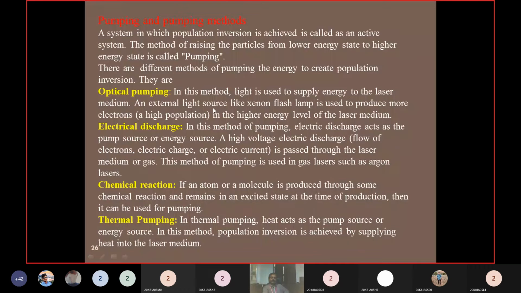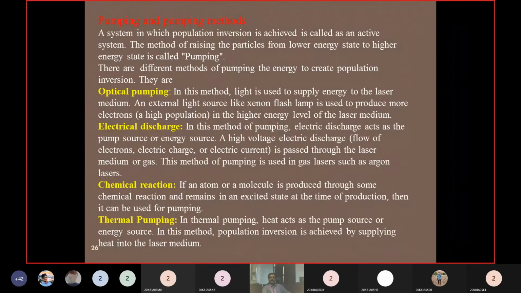So what is optical pumping? In this method, light is used to supply the energy to the laser medium. Here we supply light energy. In the case of optical pumping, we supply the light energy to get the population inversion.